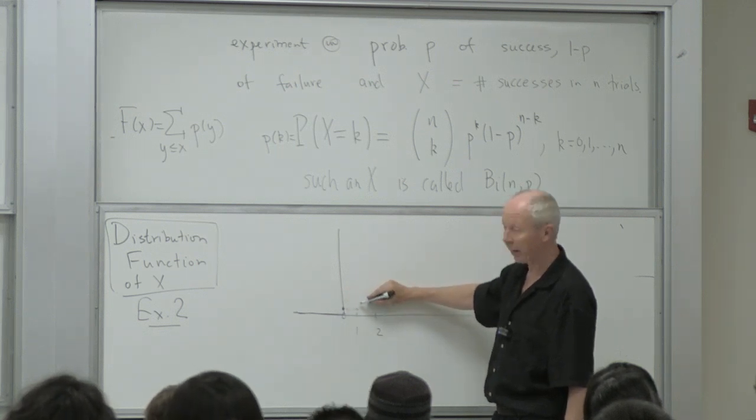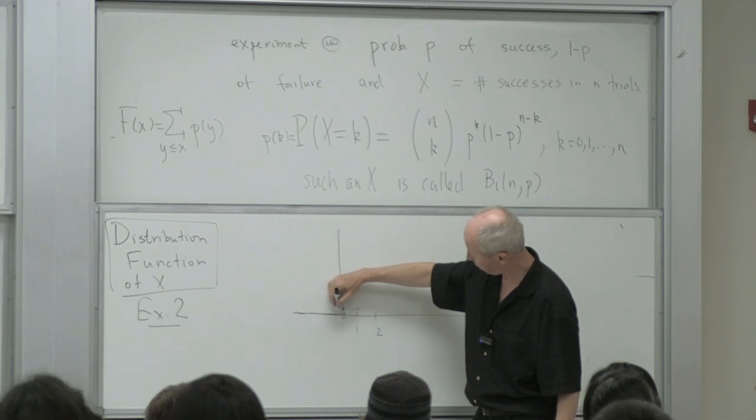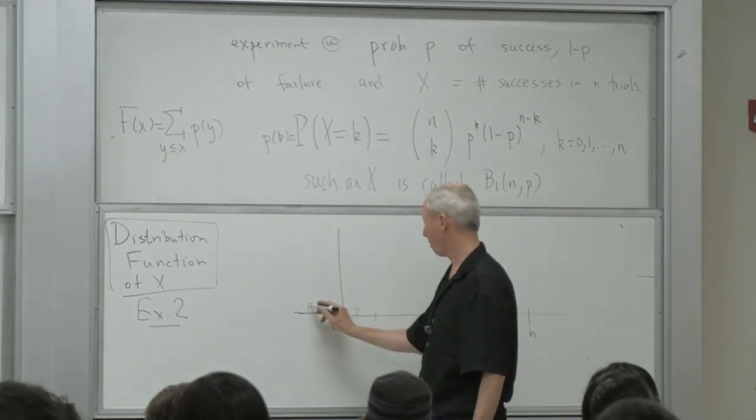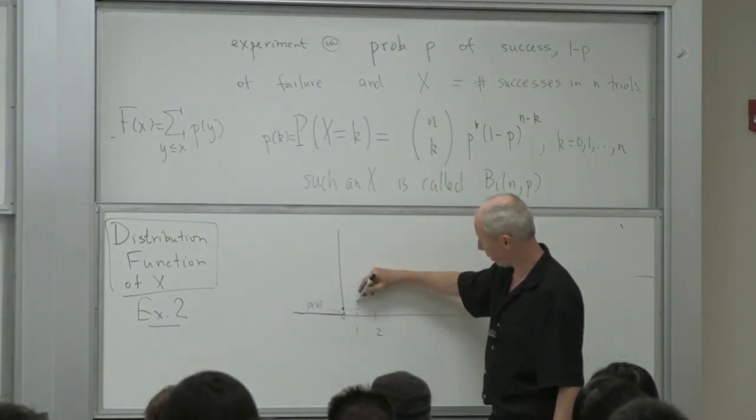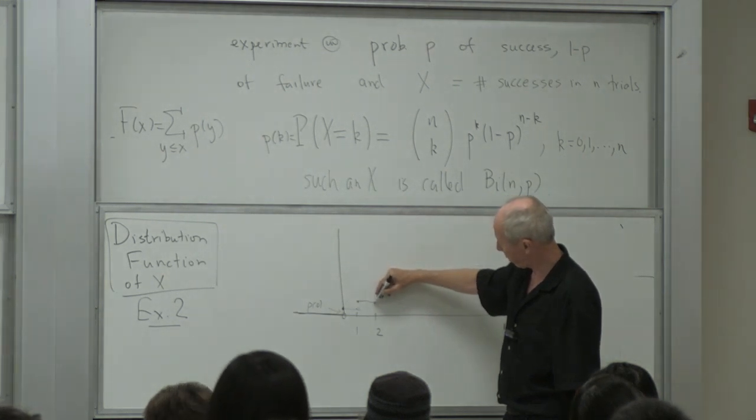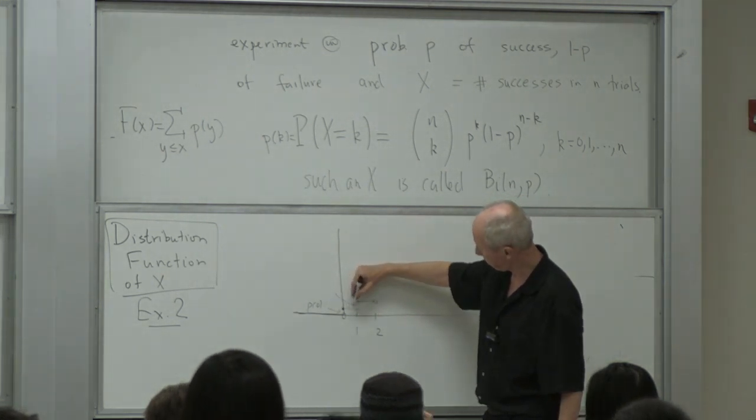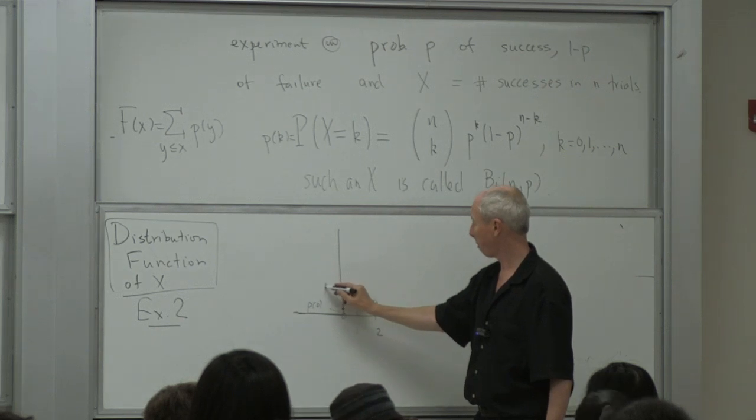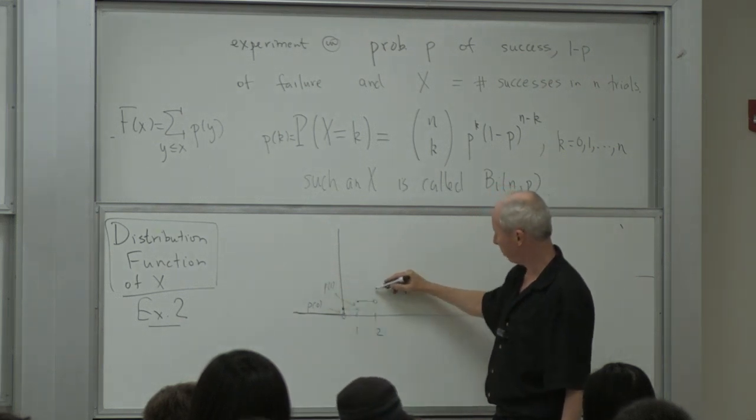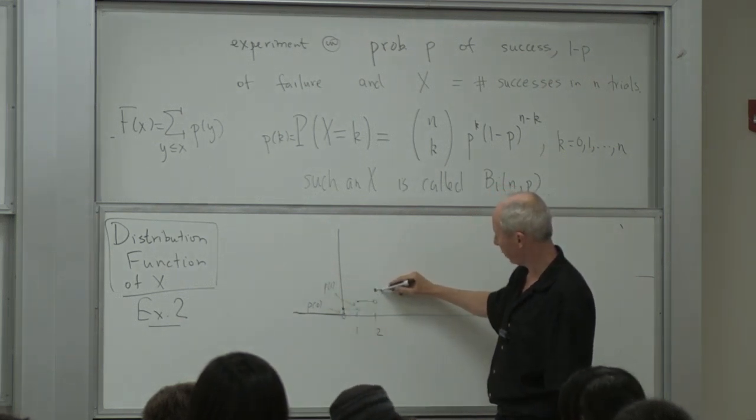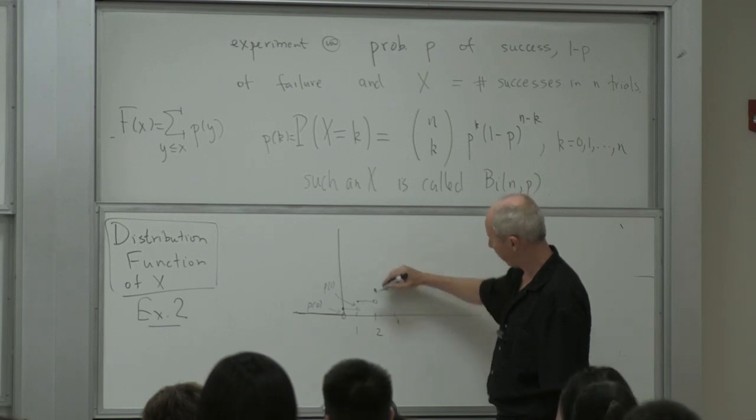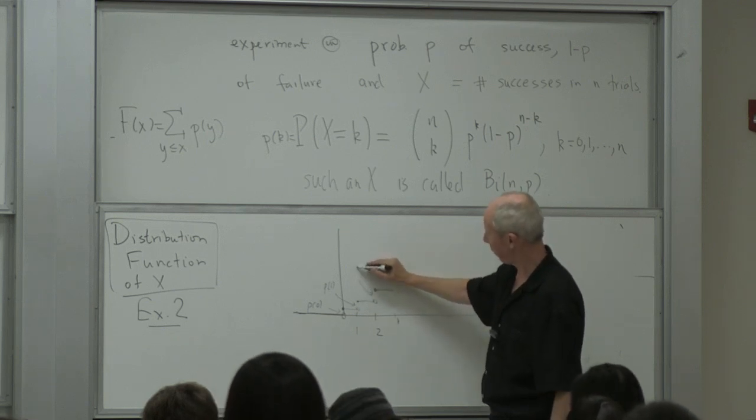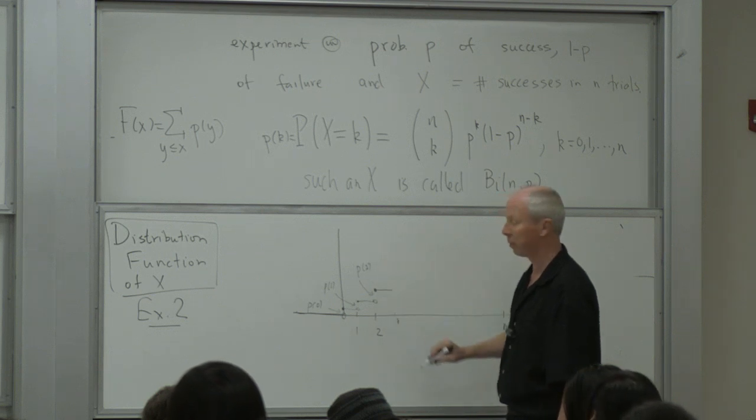And then it'll have a jump of size p of 1. So this jump size here is p of 0. Then you have a jump here, and it'll be flat until you get to 2. And the jump size here is p of 1. And you'll have a jump at 2, and it'll be flat until you get to 3. And the jump size at 2 is p of 2, etc.